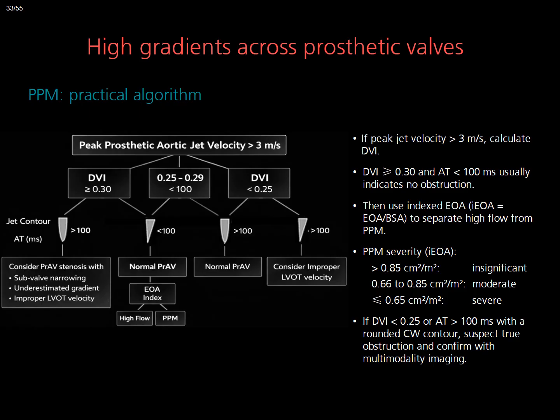When gradients are high across an aortic prosthesis, start by checking peak velocity, then move straight to DVI. If DVI is preserved, around 0.30 or higher, and acceleration time is short, obstruction is unlikely. At that point, the key question is whether this is high flow or patient prosthesis mismatch. Index the EOA to body surface area and grade mismatch using the IEOA thresholds on the slide. If DVI is low, below 0.25, or acceleration time is prolonged with a rounded CW envelope, treat it as likely obstruction and escalate imaging.